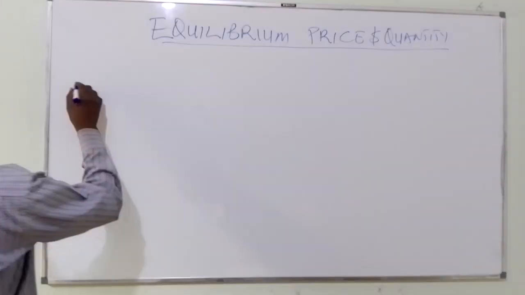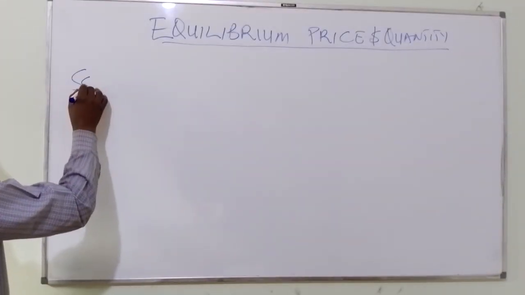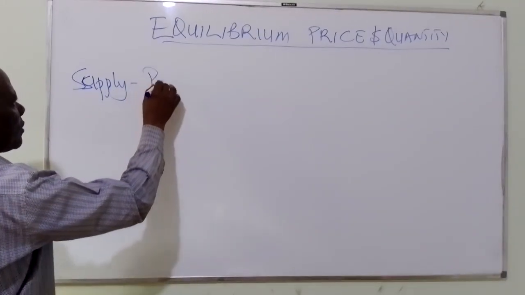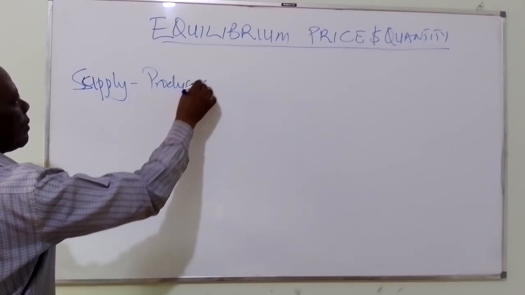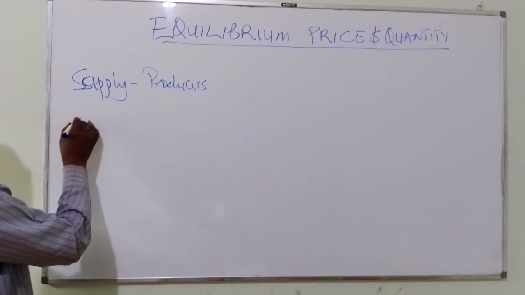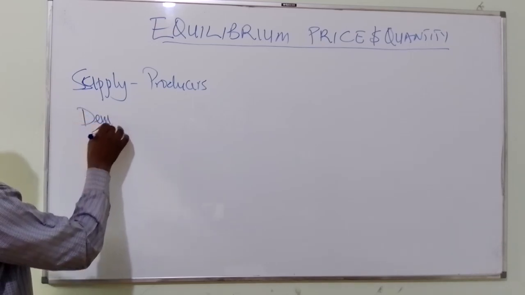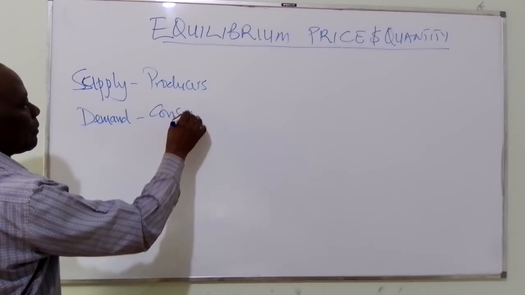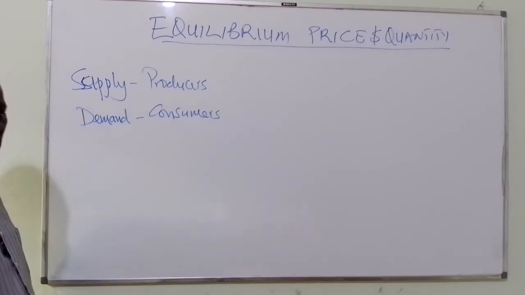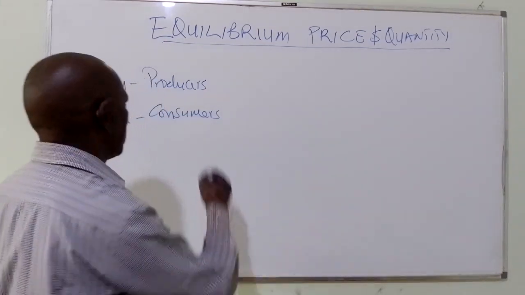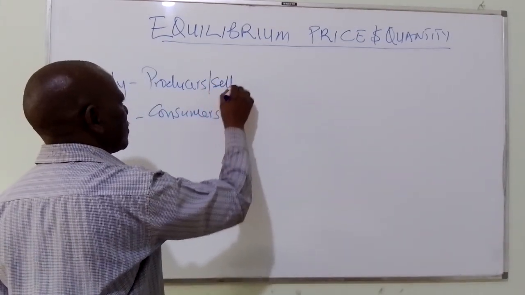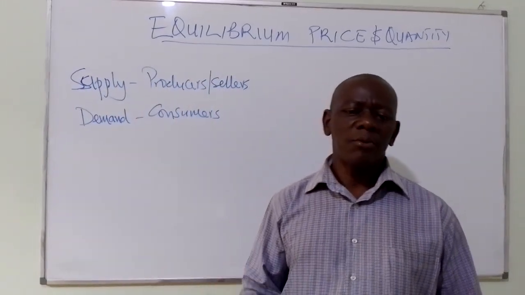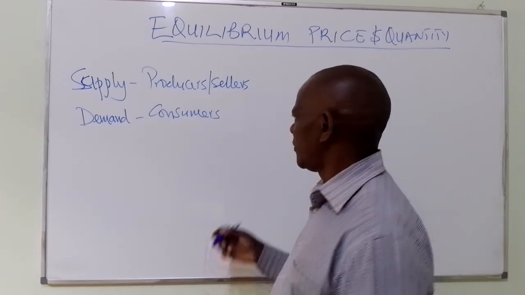Whenever we talk of supply, we are talking about producers. And when we talk of demand, we are talking about consumers. So the producers, sometimes we call them the sellers. The producers or sellers have to come together in what we call a market.